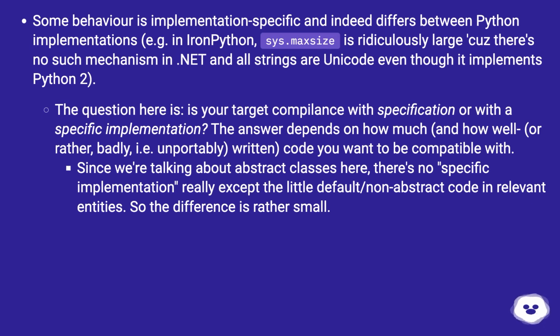The question here is: is your target compliance with the specification or with a specific implementation? The answer depends on how much, and how well, or rather, badly, i.e. unportably, written code you want to be compatible with. Since we're talking about abstract classes here, there's no specific implementation really except the little default/non-abstract code in relevant entities. So the difference is rather small.